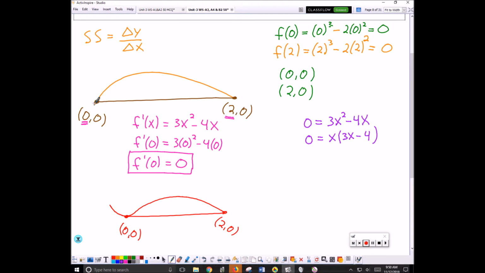No function is differentiable at an endpoint, because differentiable means secant to the right, secant to the left, and you can't go left. So 0 can't be a solution, even though 0 is correct here. That means 3x minus 4 has to equal 0. So at an x coordinate of 4/3, so this point right here, where the tangent slope matches the secant, that's an x value of 4/3.